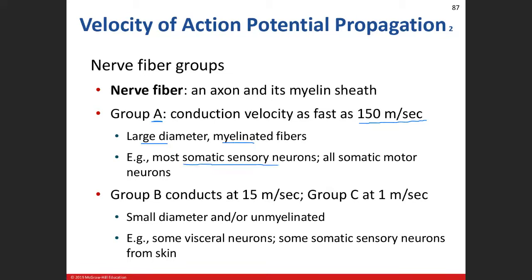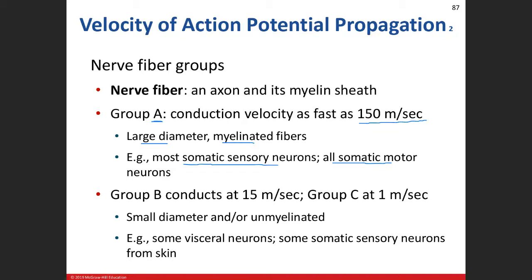Most of our somatic sensory neurons, so most of the neurons that you're getting conscious input from, are going to be Group A. And all of the somatic motor neurons. That means all the motor neurons that are innervating your skeletal muscle are Group A fibers. Okay, they're the biggest, thickest, fastest.